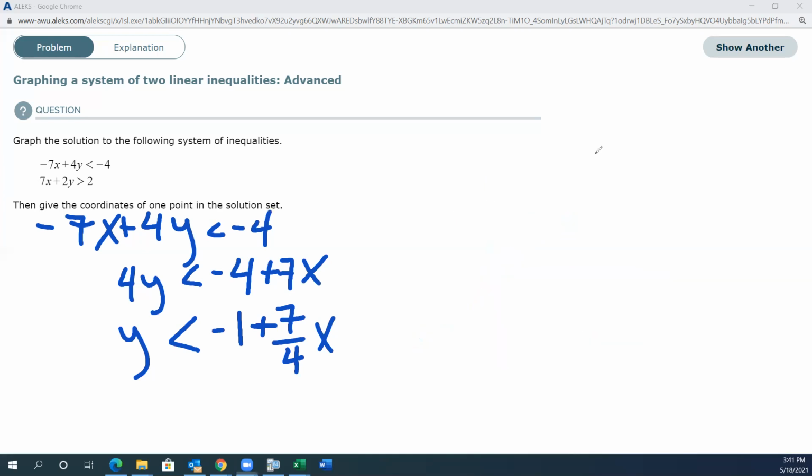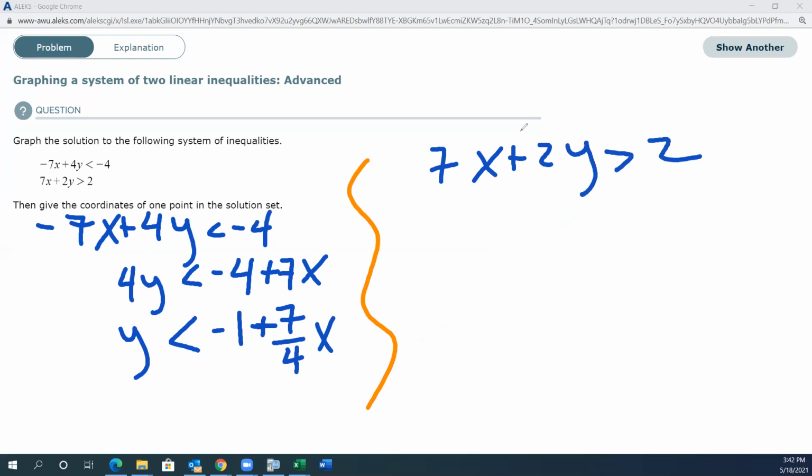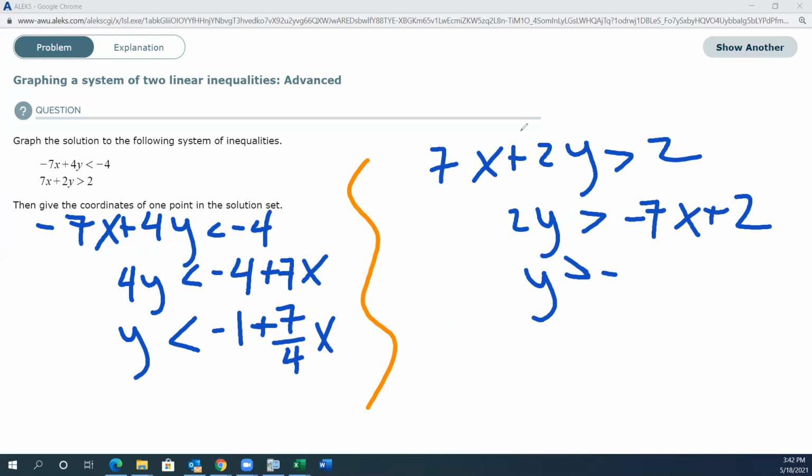Okay, so how about the other one? So 7x plus 2y is greater than 2. So I'll subtract 7x from both sides. I'm going to write it like this because I feel like it. And then I'll divide both sides by 2. And we get negative 7/2 for the slope. So this one is going to be going downhill, downtown Brown.